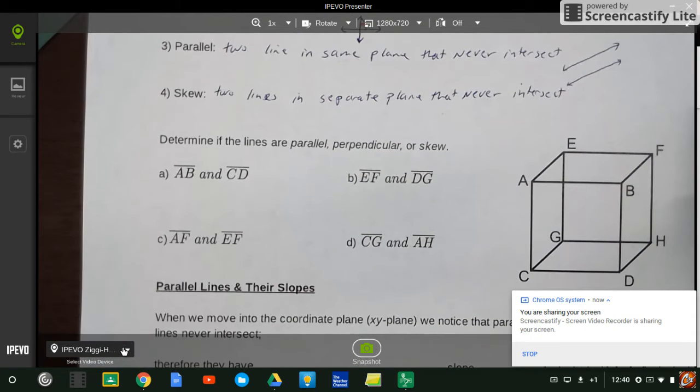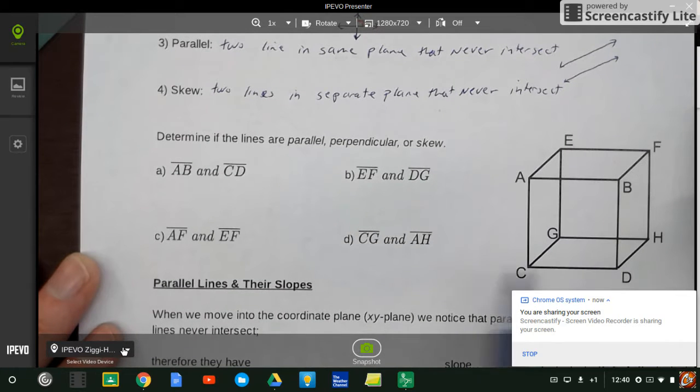So determine if these lines are parallel, perpendicular, or skew based on this drawing here. So go ahead and do that. Remember, you can also connect two points that don't have a line already drawn in there. And the lines keep going on. We're not just talking about where they stop. So give that a shot.